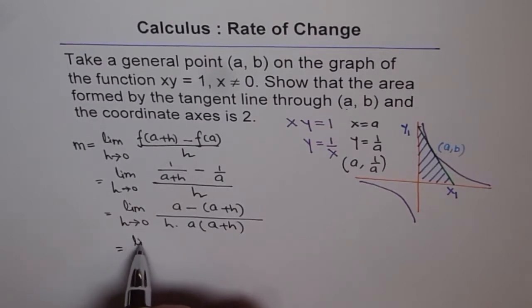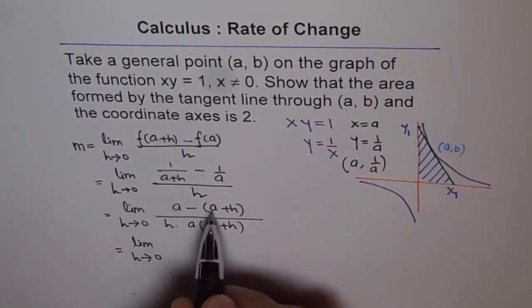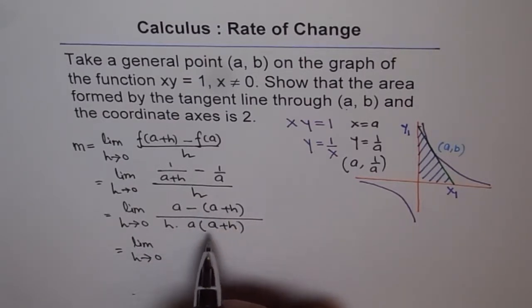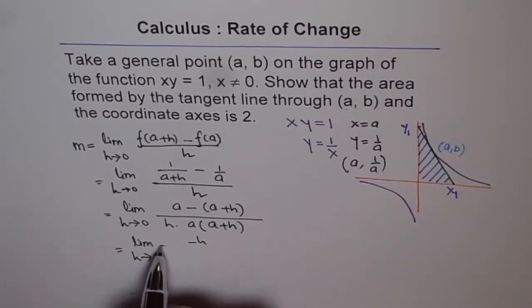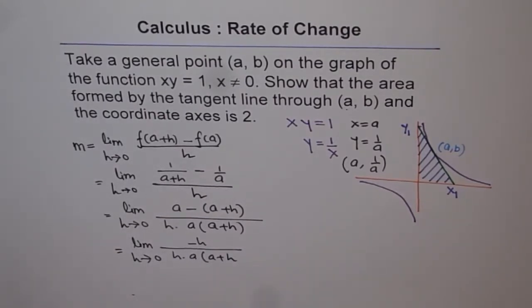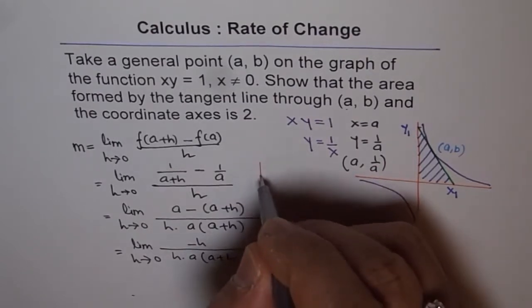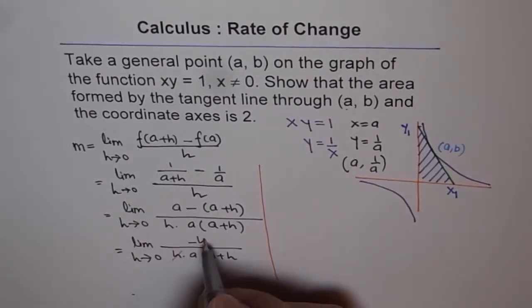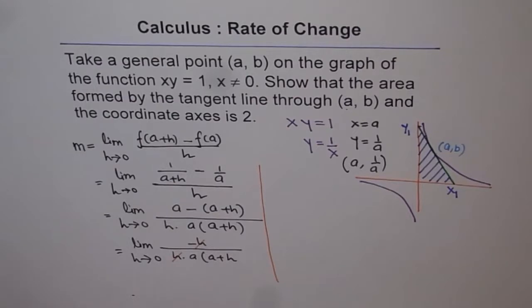We get the limit as h approaches 0 of a minus a, which is 0, and then we have minus h over h times (a plus h). Now that gives us the slope. As you can see, h and h cancel out. So we get minus 1 in the numerator, right?